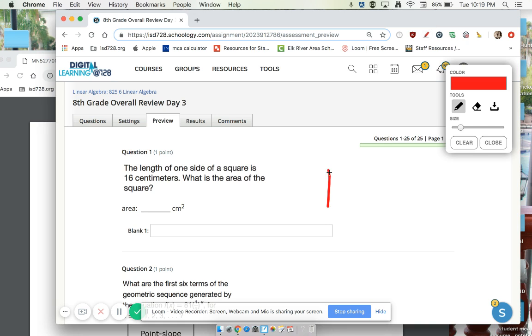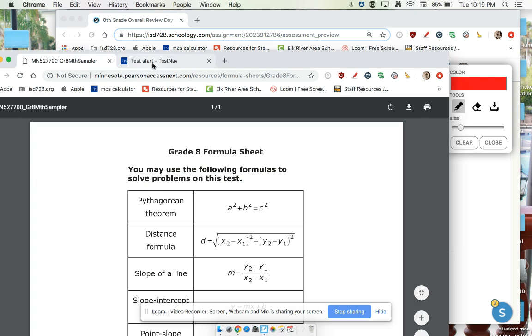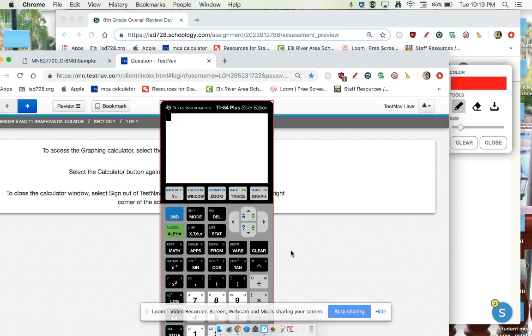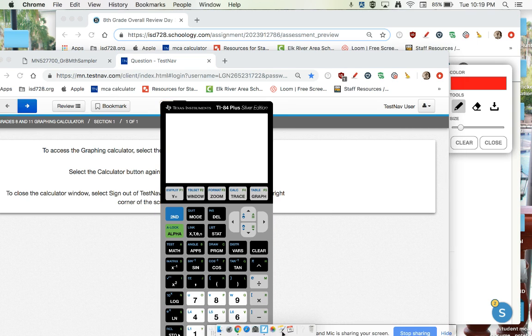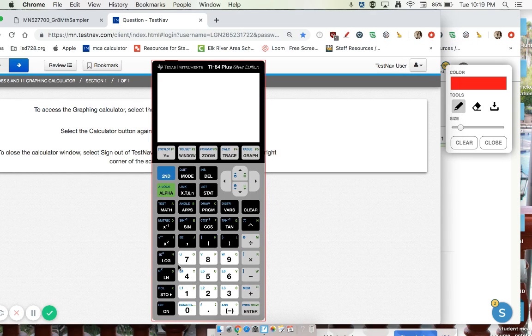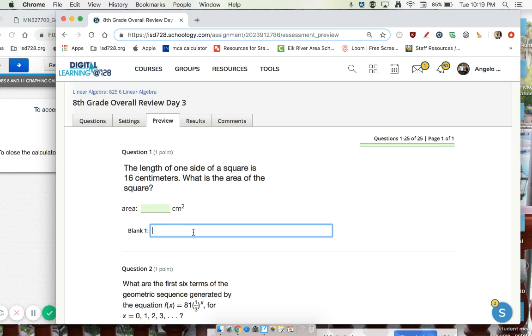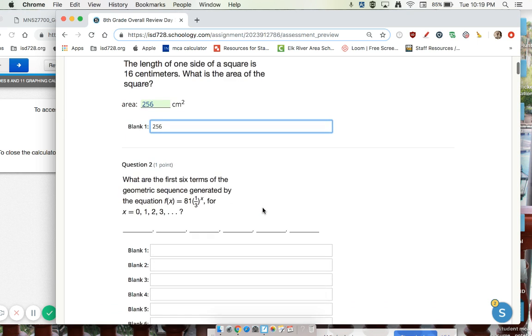So if we have a square, they're equal side lengths. So 16 is on both sides. So all we're going to do is just square 16, which I don't happen to know from the top of my head. So I'm just going to go ahead and go to my calculator. Let me start this and just hit 16 squared. And then I get 16 squared, enter, and it's 256. So the area of this square is 256.